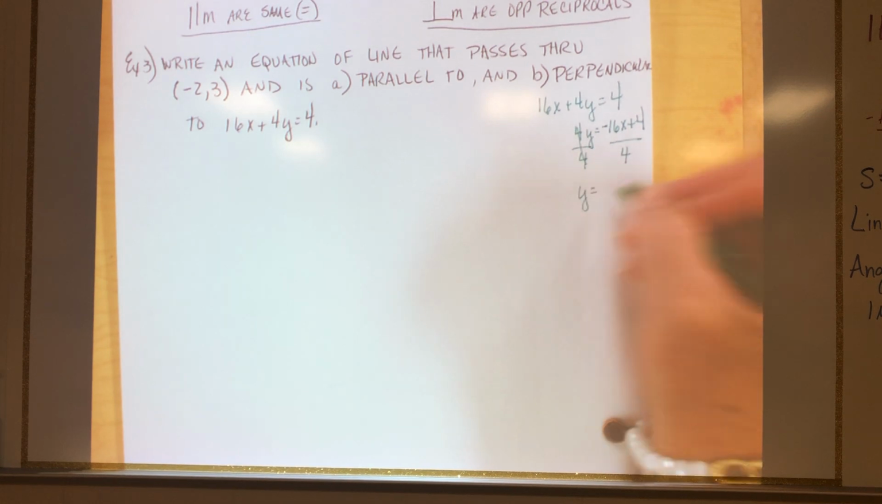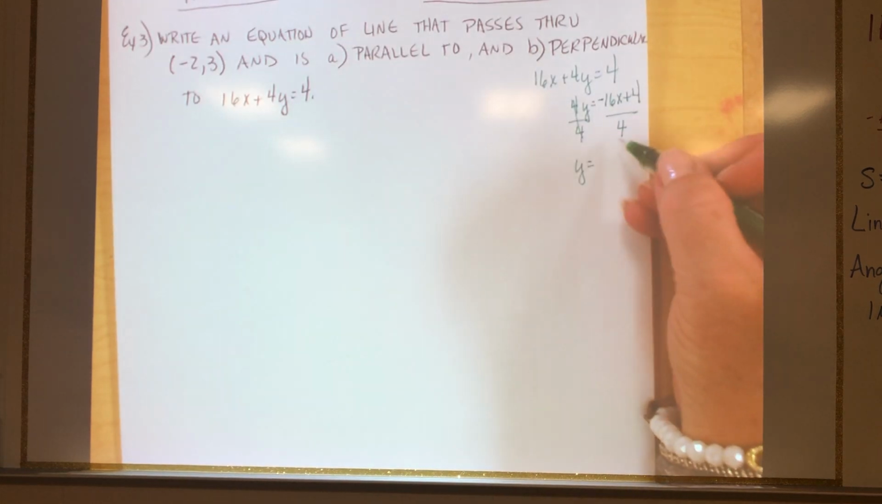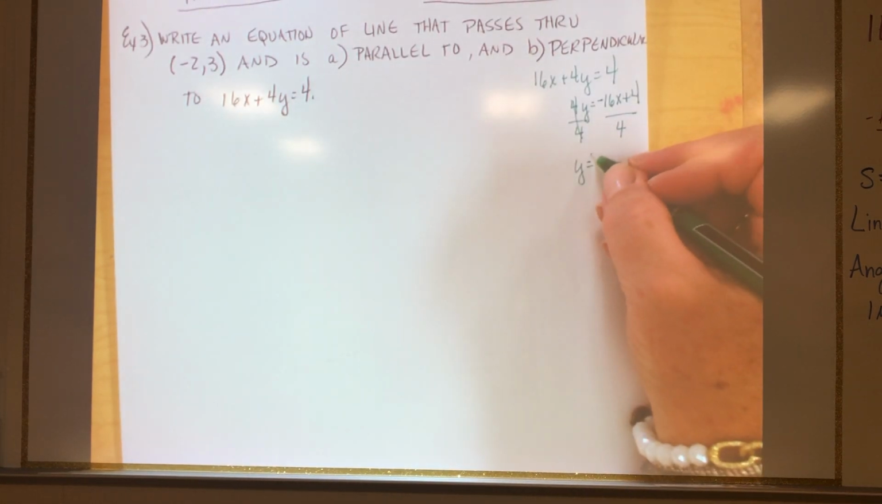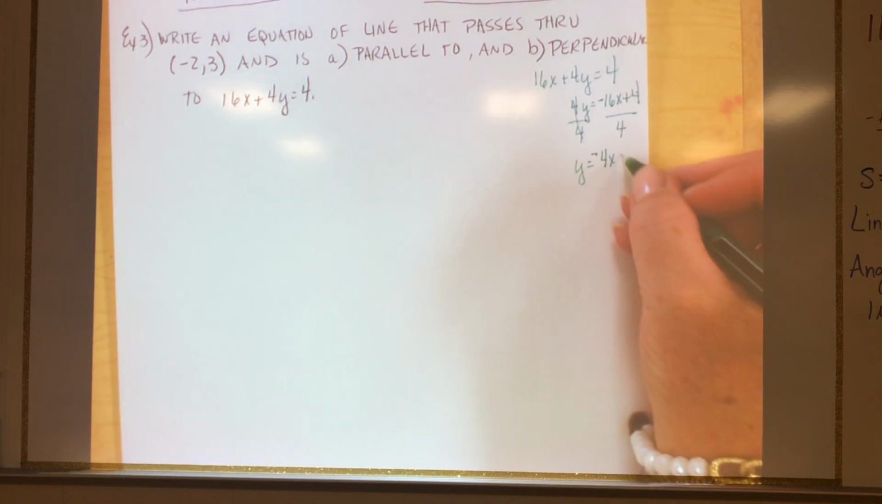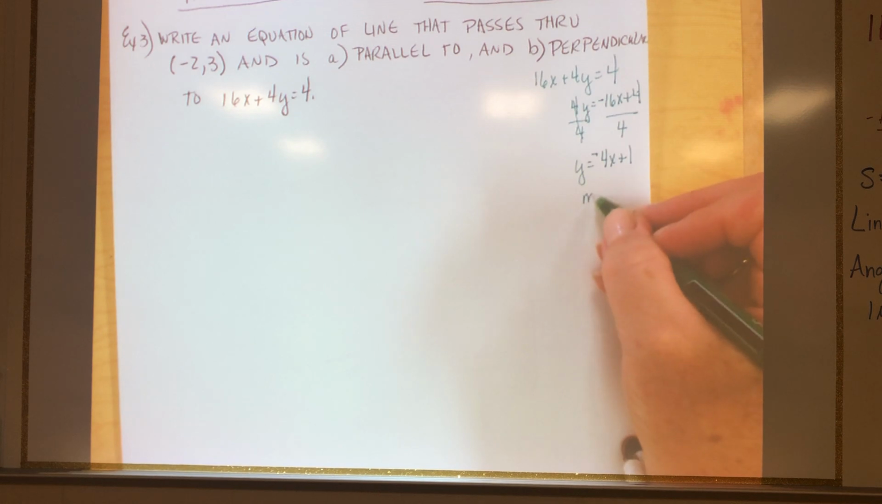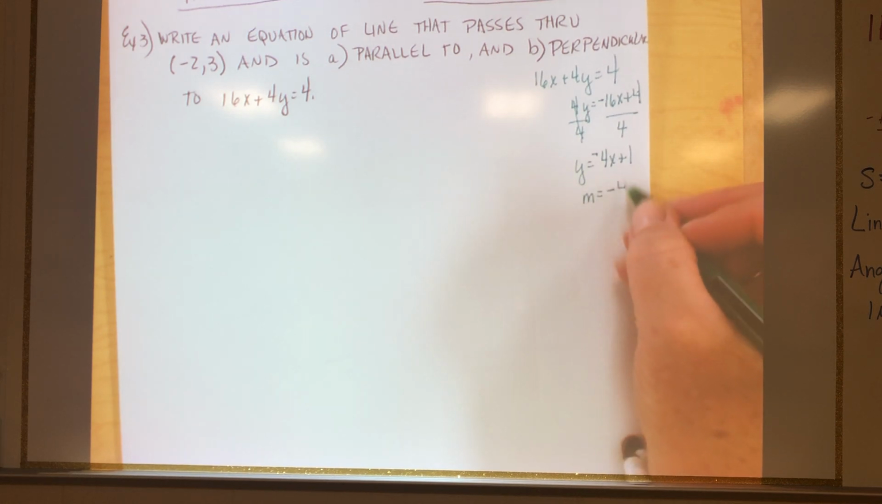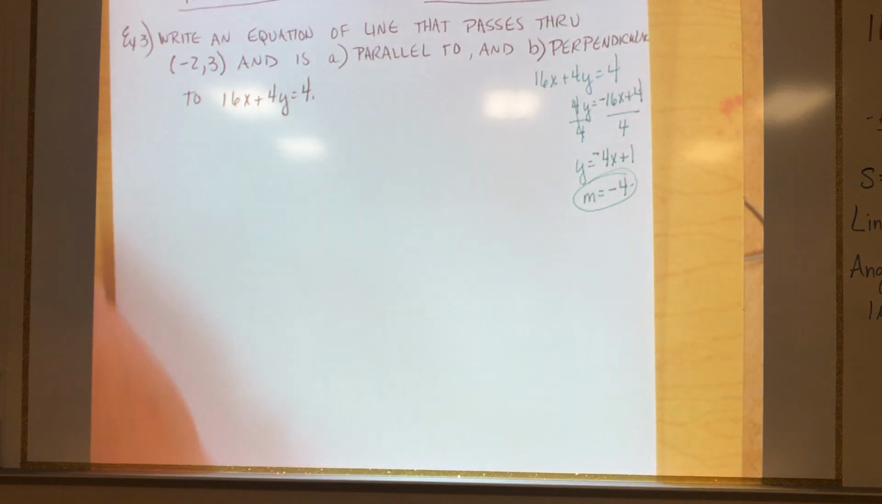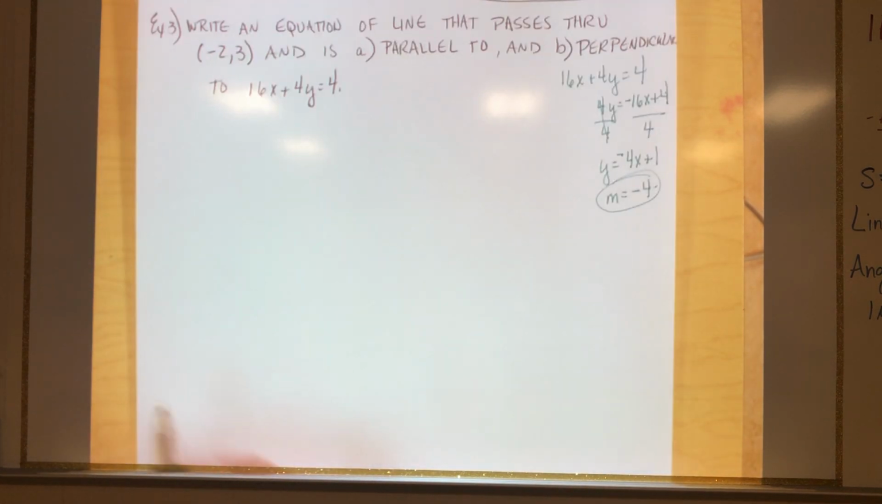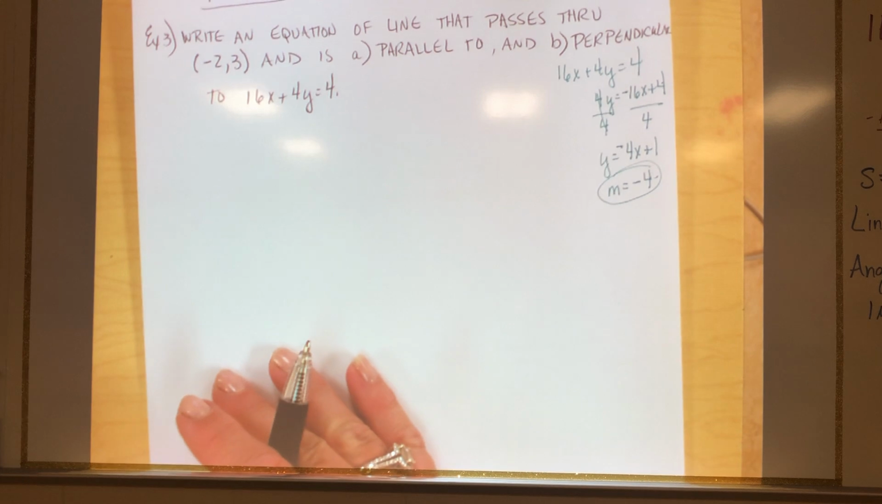And y is equal to, what's negative 16 over positive 4? So negative 4x. What's 4 over 4? Plus 1. What's my slope? Negative 4. Okay, so that's the slope I'm going to use. And now I'm going to do my 2 problems. Watch how I'm going to write my 2 problems, okay?